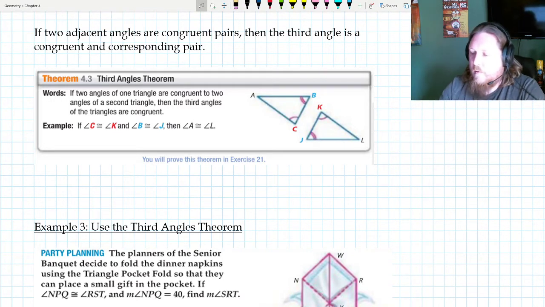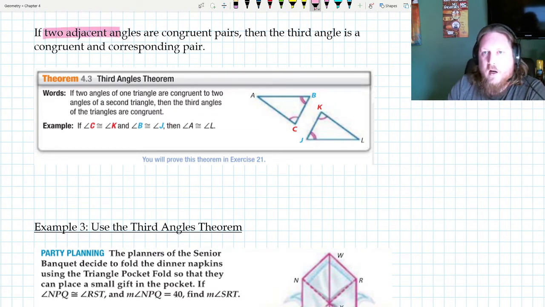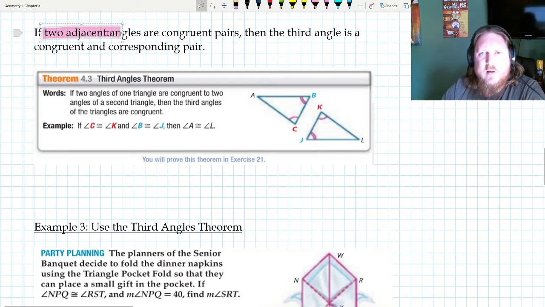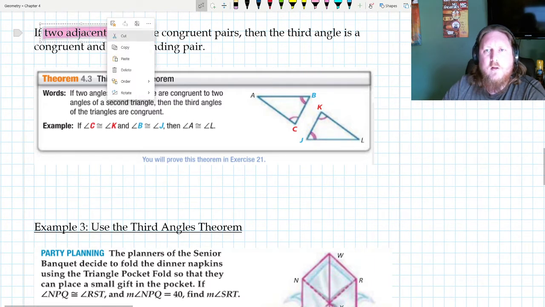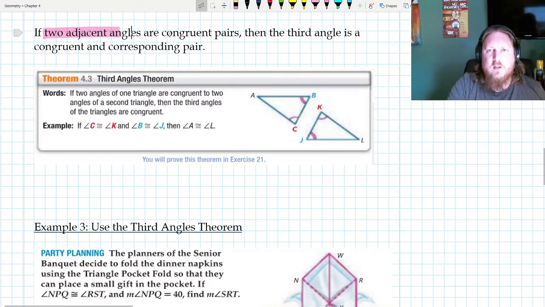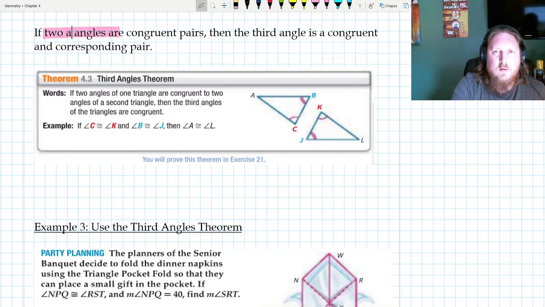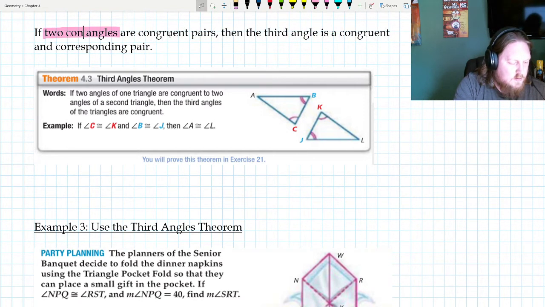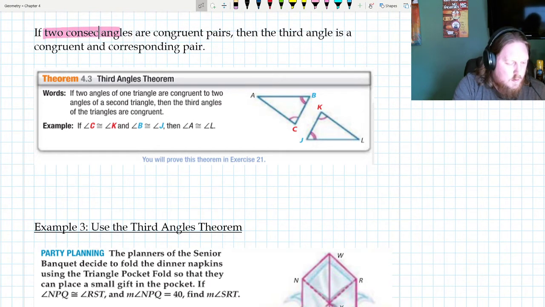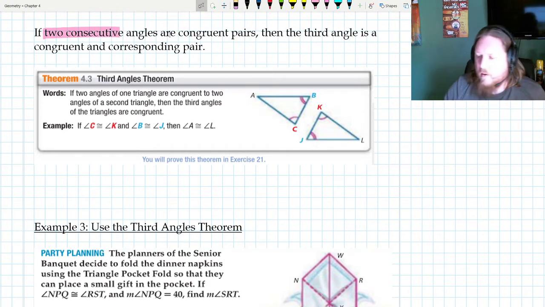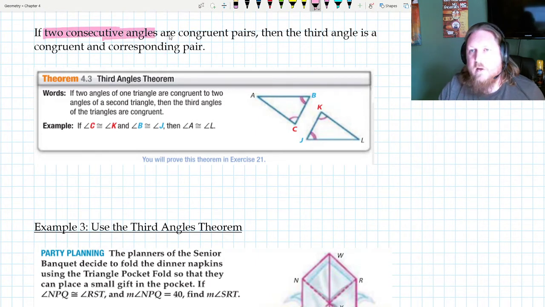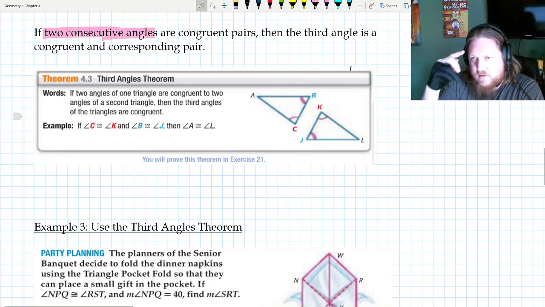Now, when we're talking about angles and triangles, if you have two adjacent angles, or maybe not adjacent, but consecutive, right? Because the angles technically aren't adjacent. That should actually say consecutive there. I want to change that word adjacent to consecutive. And I'll highlight a little bit more there. There we go. Consecutive, because they're going around the circle there.